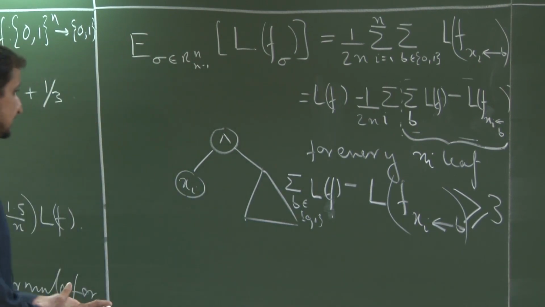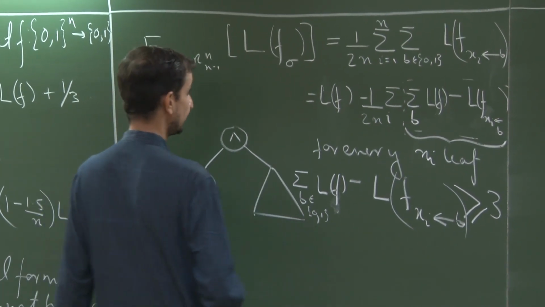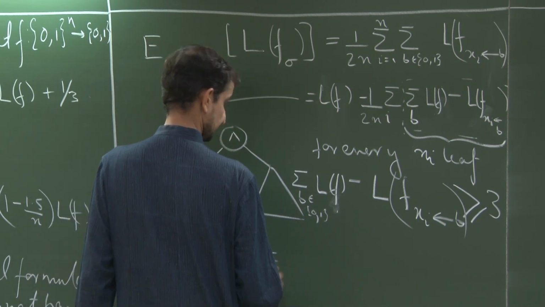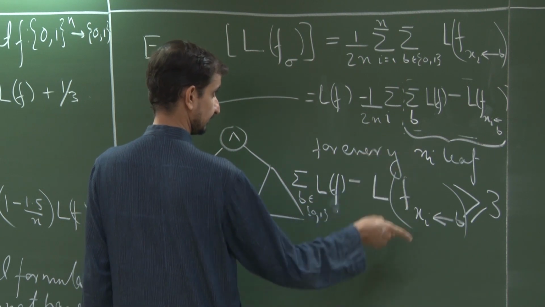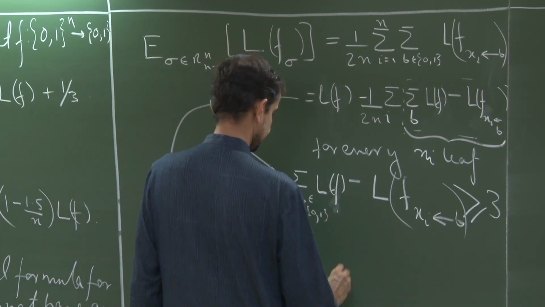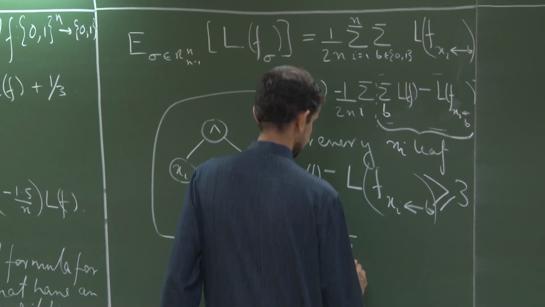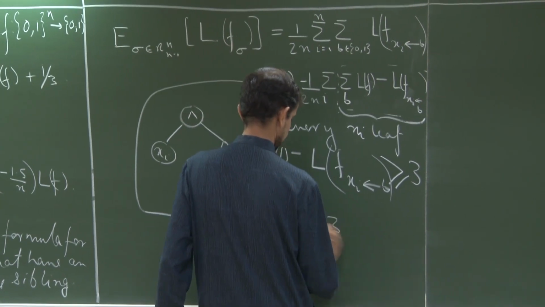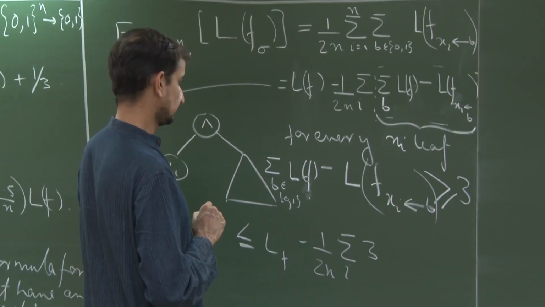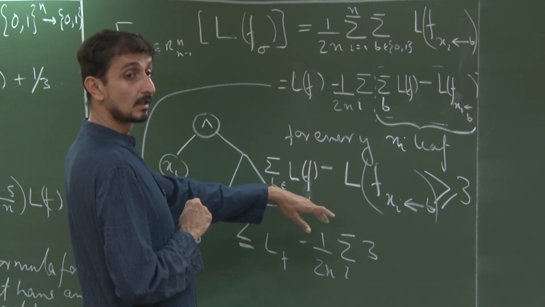Now let us plug this back in. This expression I can write as being greater than or equal to this. I have a minus over here, so this will be less than or equal to L of f minus 1 over 2n, sigma i, times 3.